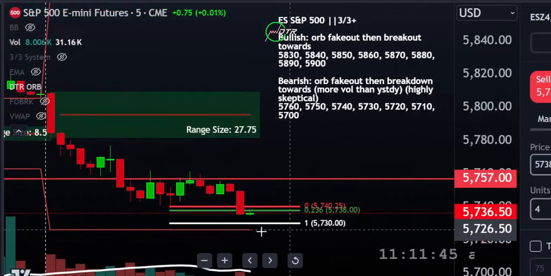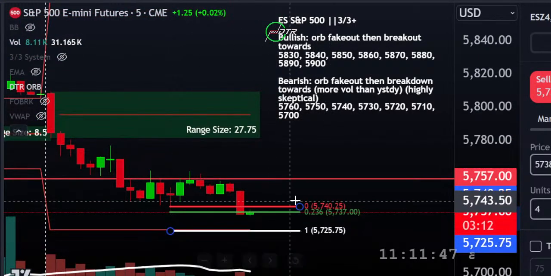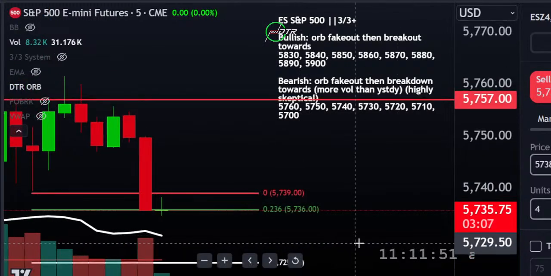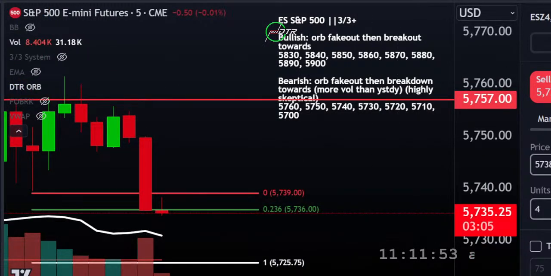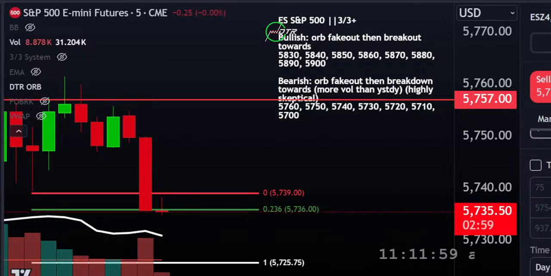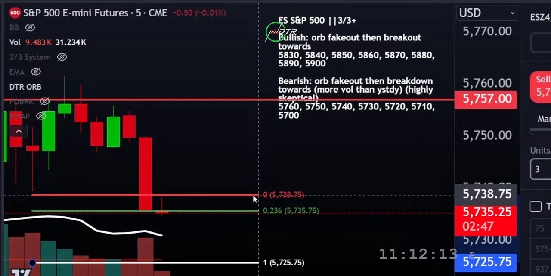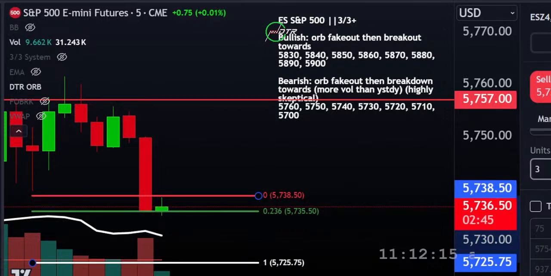On this 5 min, we can reset up. So stop loss of 39. And this would be a 3 contract play. Could actually be 38.50.